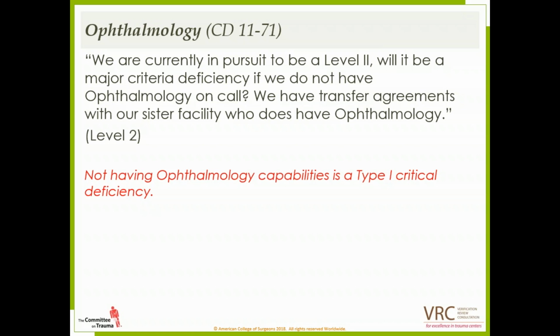So if, for example, this trauma center does not have ophthalmology capabilities or someone who can provide ophthalmology capabilities, it is a type 1 critical deficiency, meaning that if you are in pursuit of level 2 and this is one of your deficiencies, this trauma center will not receive a 1-year verification. However, the trauma center will be able to rectify this through focus by mail. If, again, this is the only deficiency, and if they're able to rectify this by mail and successfully meet the requirement, then their verification will be extended for 3 years. Again, any type 1s will not grant a trauma center verification.